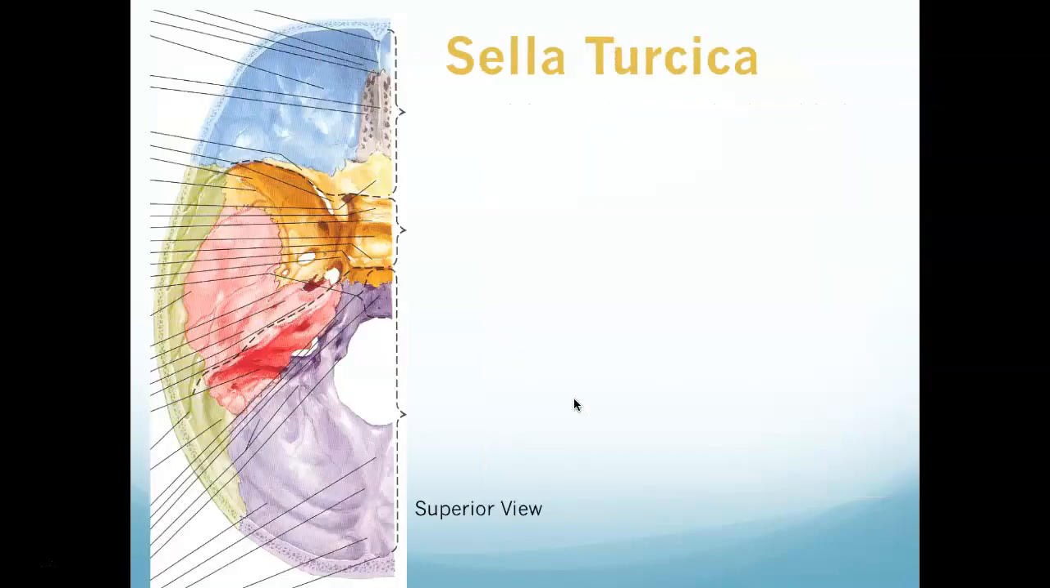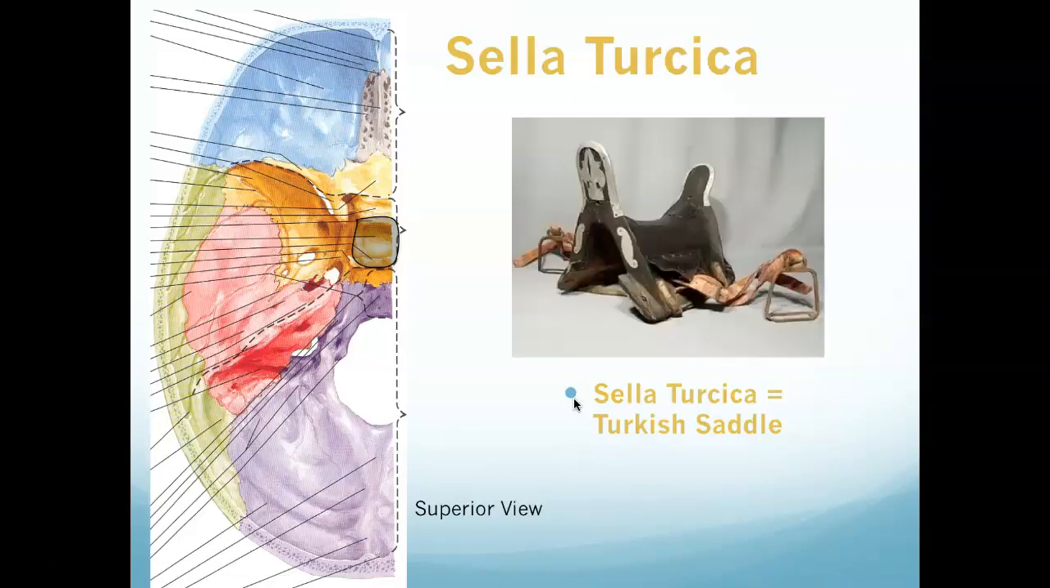This Sella Turcica, now we're looking at a superior view. So what I've done is cut off the calvaria or the skull cap so that you could see into the skull with the brain removed. And the Sella Turcica is right over here. This region is where the pituitary gland sits, and the shape of it is a Turkish saddle, and that's exactly what Sella Turcica means.